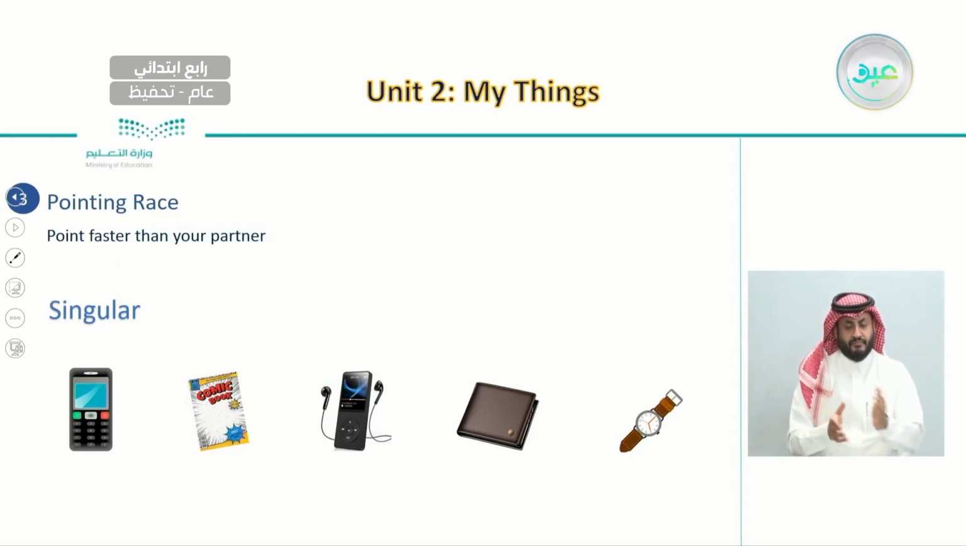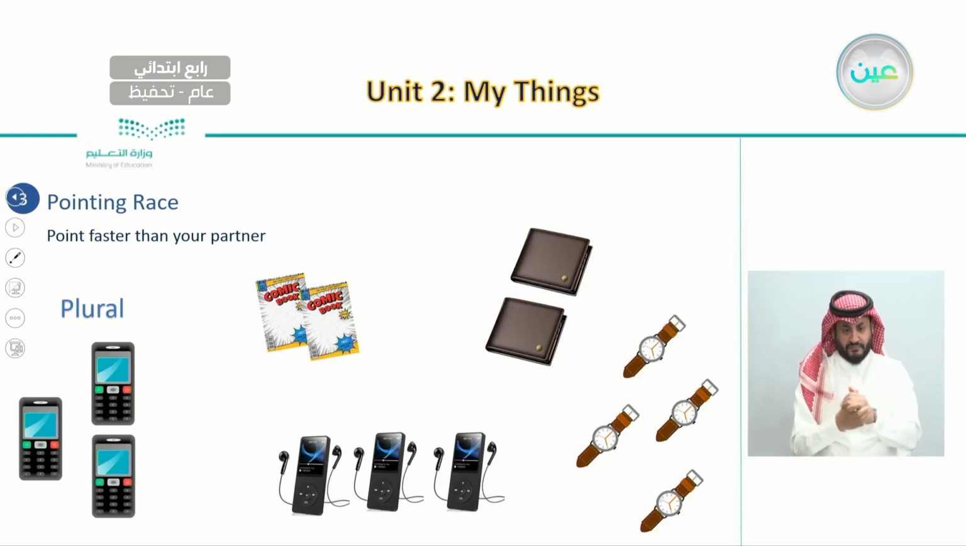And we did play the pointing race, where someone will point and ask, what is this? And when you point at singular things, you would start your answer with it's. For example, what is this? It's a wallet. And what is this? It's a comic book. And you can do the same with the plural. What are these? They are comic books. And what are these? They are MP3 players.